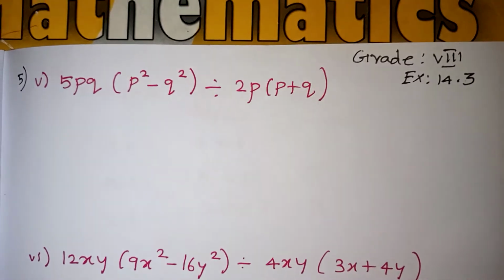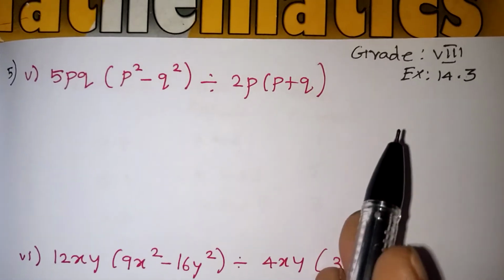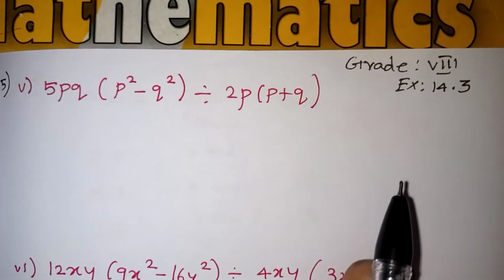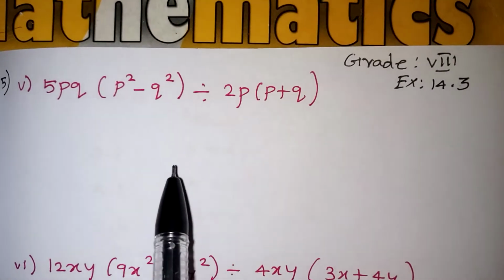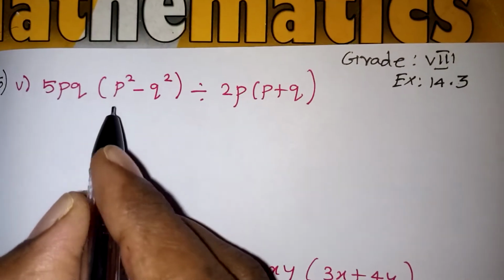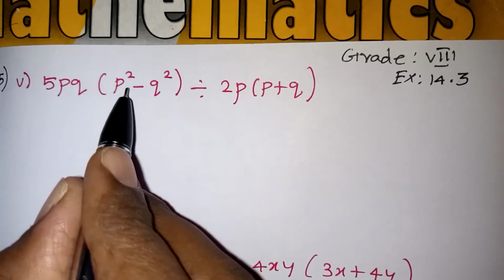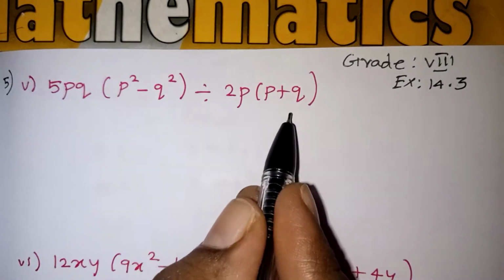Hi students, in this video we are going to learn exercise number 14.3, question number 5, fifth problem. We have to divide these two. Now look at the question. Here we have p squared minus q squared. Here we have p plus q.